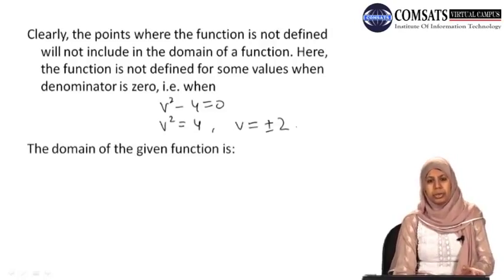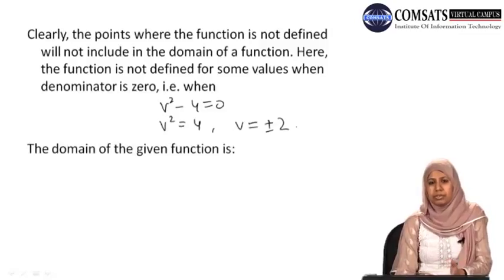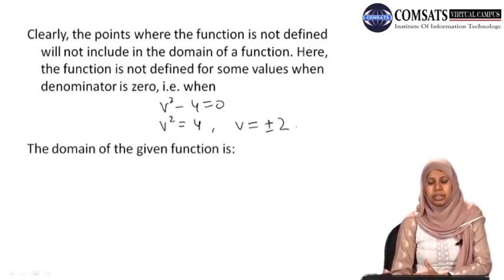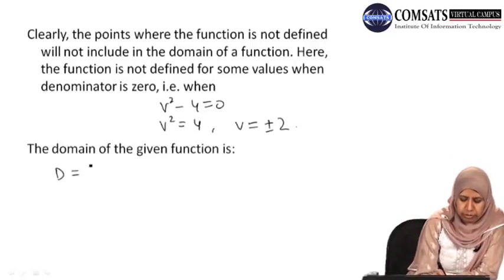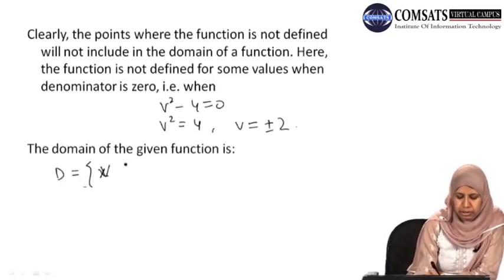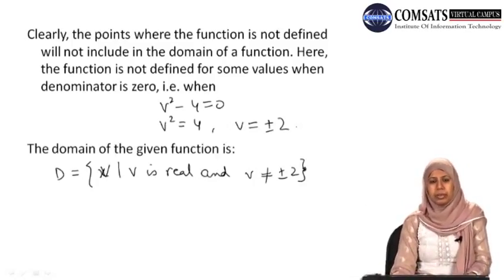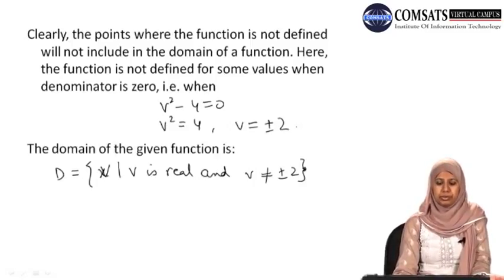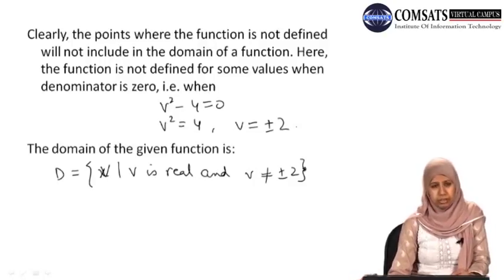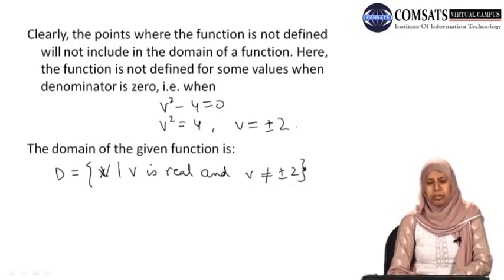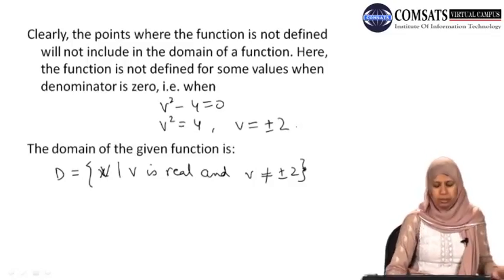That is, the denominator will be equal to 0 when the input value v is either 2 or -2. So these two values will not be included in the domain of the function. In this case, the domain will be the set of v such that v is real and v is not equal to +2 and -2. If v is equal to +2, our denominator will be equal to 0 and the function will be undefined. If v is equal to -2, the same happens. So in this case, it was easy to find the domain, and it was clear that the domain will be the set of all reals except +2 and -2.